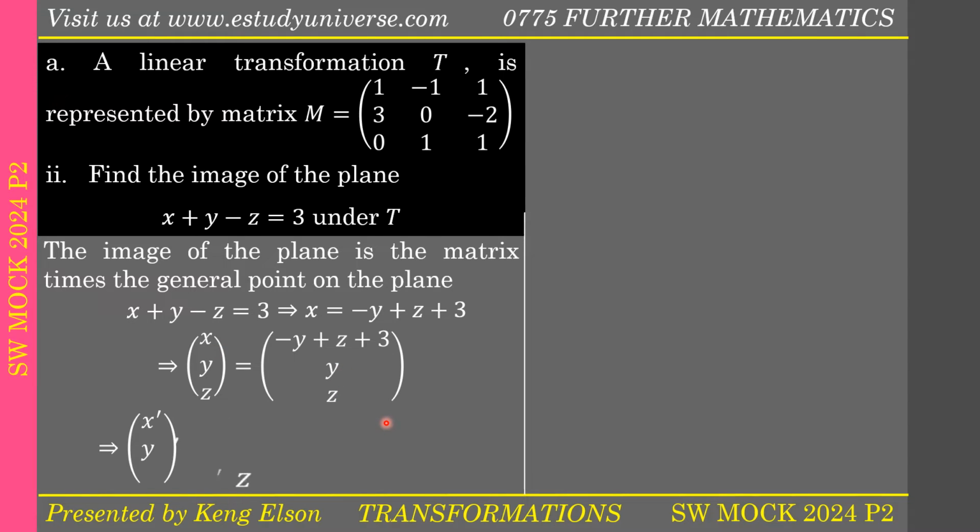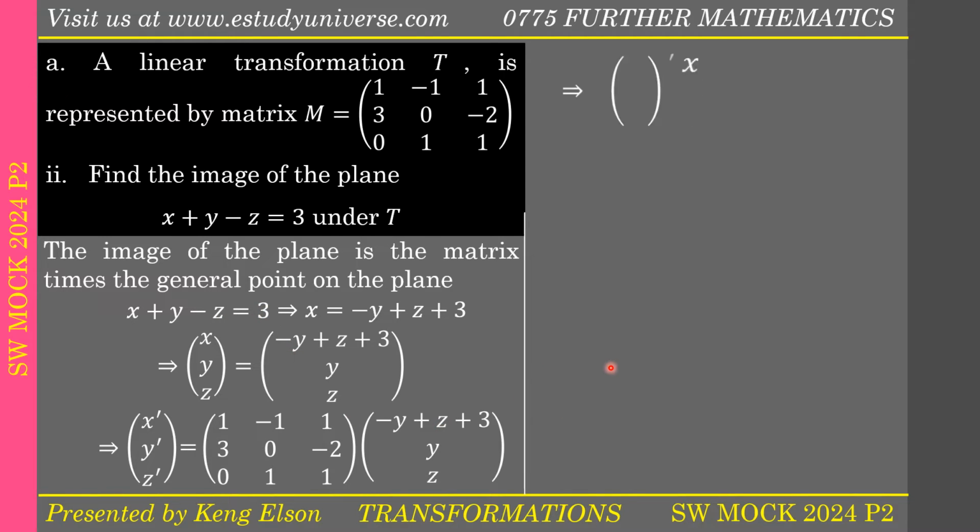So the image of the plane is equal to the matrix of transformation times the general point on the plane. This is a general point on the plane. This point will satisfy the equation of the plane, because for you to satisfy the equation of the plane, your x coordinate plus your y coordinate minus your z coordinate must give you 3. Anyways, let's do the matrix multiplication.